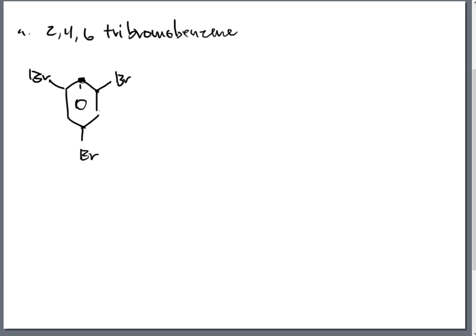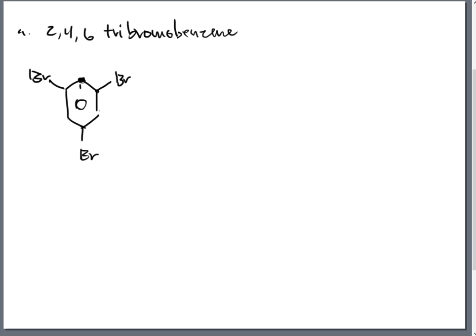So imagine for a minute that I told you, here's a structure, name it. And I give you this structure. How would you name this structure, without even looking at part A, 2,4,6-tribromobenzene, if I give you the structure only, and I said, name this for me, please, on a test?